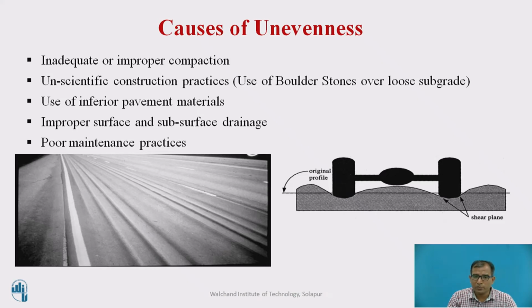And inferior pavement materials, poor quality materials, improper surface and subsurface drainage, because drainage is an important parameter in all the pavements. And poor maintenance practices. So maintenance has to be done regularly and periodically. So these are the reasons for unevenness of the pavement.